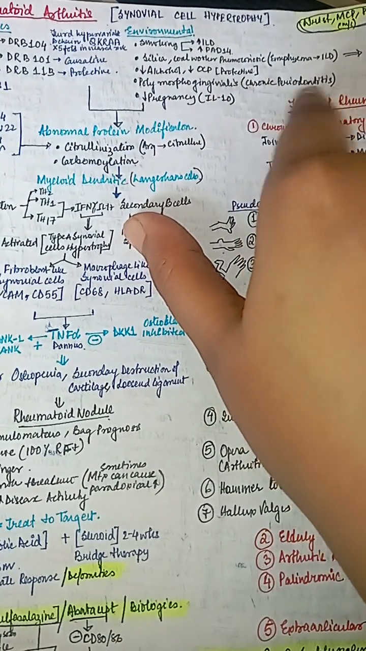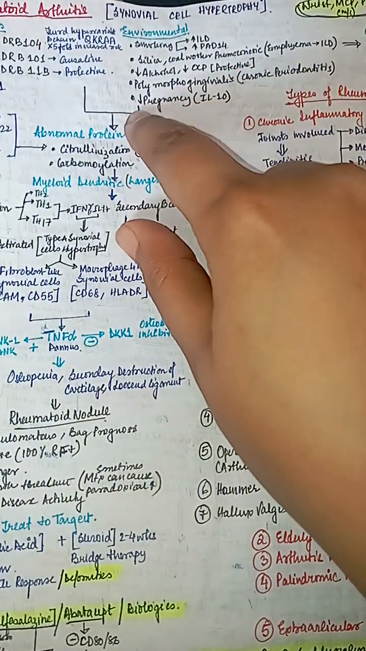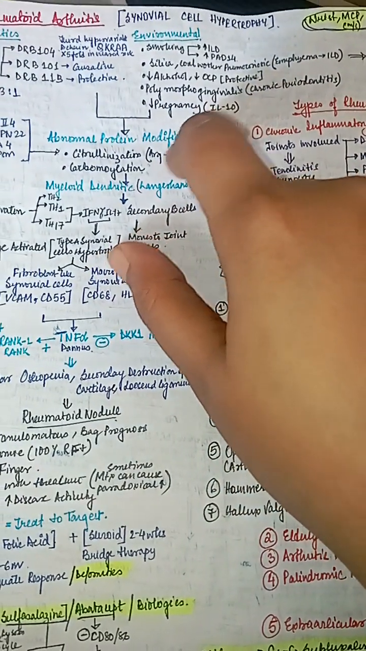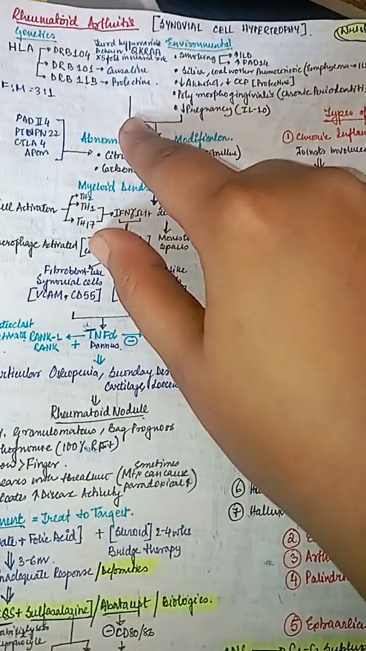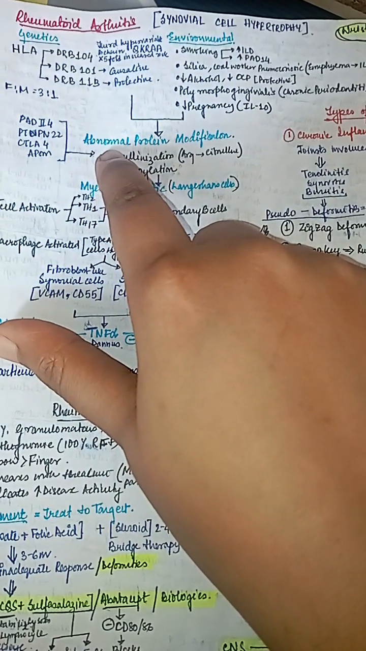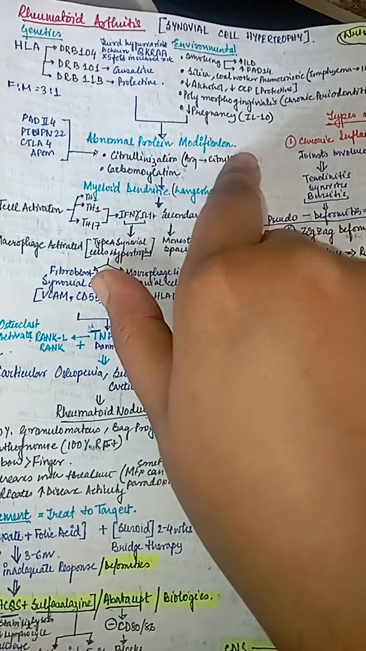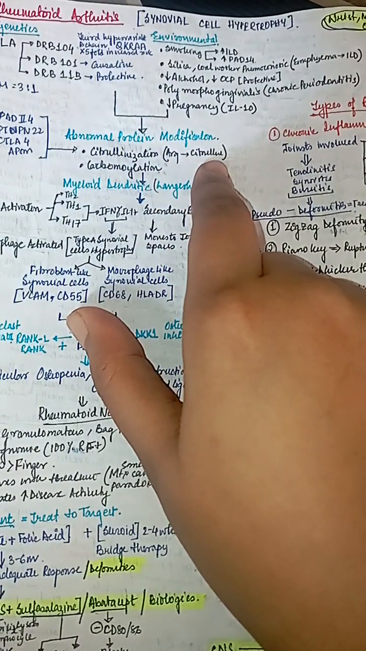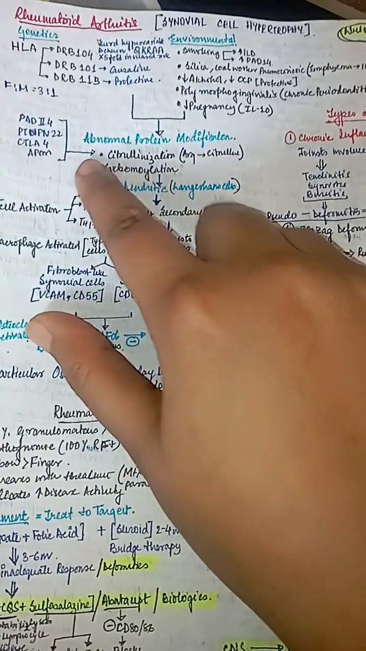Porphyromonas gingivalis, that is chronic periodontitis. Chronic periodontitis increases the risk. Pregnancy decreases the risk because of IL-10. So these risk factors and protective factors interact with each other and they cause abnormal protein modification. What is the abnormal protein modification? Citrullination, that is arginine is converted into citrulline, and carbamylation, that is a carbamoyl group is added.